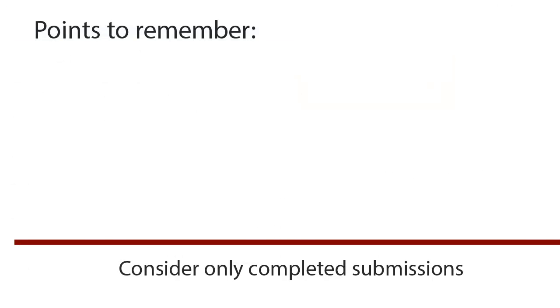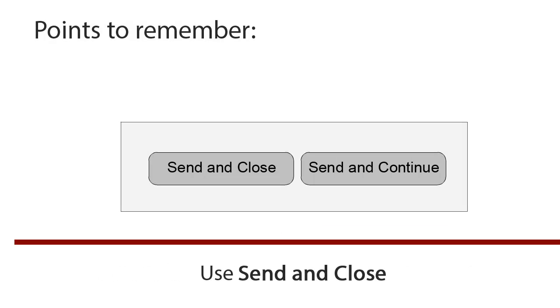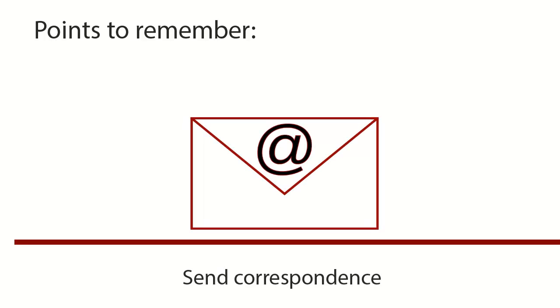Some points to remember are, it is important to review only completed submissions. Only these can be considered for the position. You can sort columns by clicking on column titles. This is helpful when you have many applicants to review. It is strongly recommended to use Send and Close rather than Send and Continue. Search chairs are responsible for sending formal correspondence for interviews and regrets.